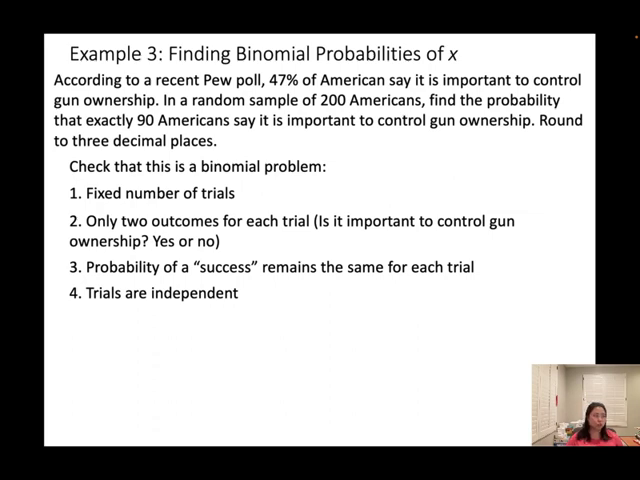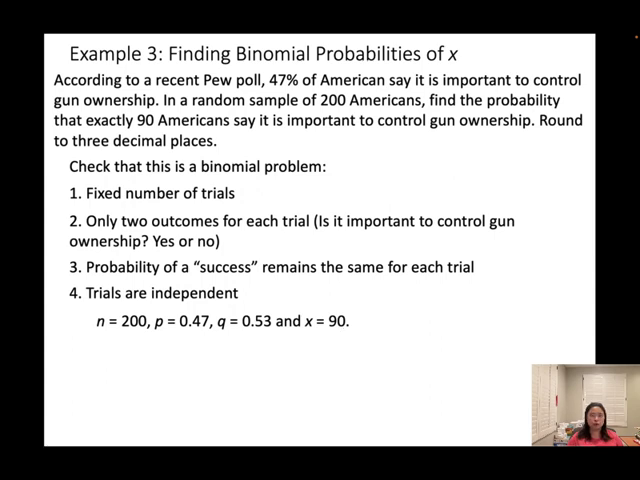So write it down. What is your n? What is your p? What is your q? And what is your x, what you are looking for? You have n equal to 200. The probability of success is 47%, which is 0.47. The q is going to be the failure, so you could use 1 minus 0.47, which is 0.53. And then x, exactly 90 Americans, so x is equal to 90.